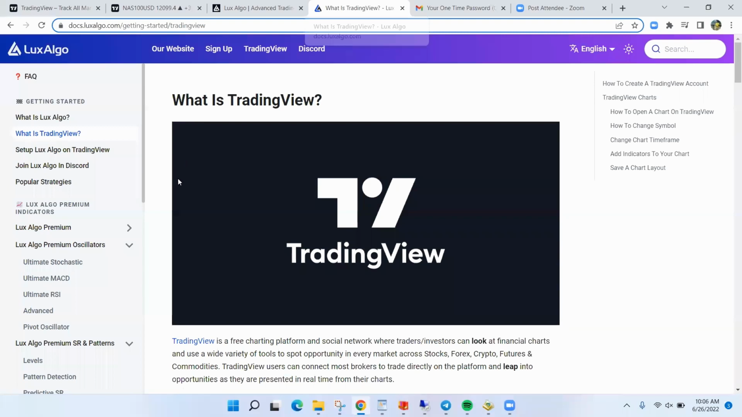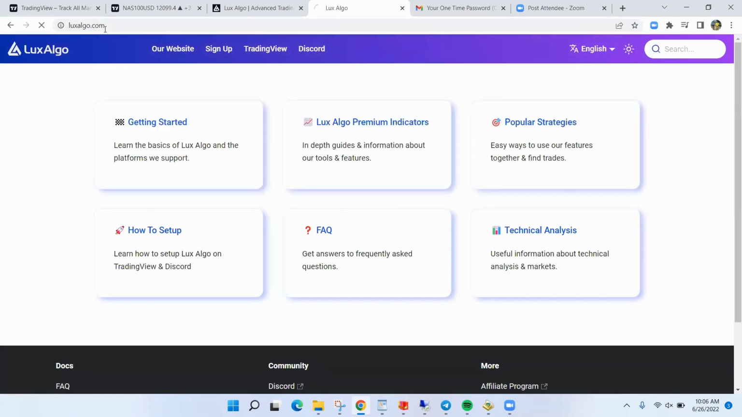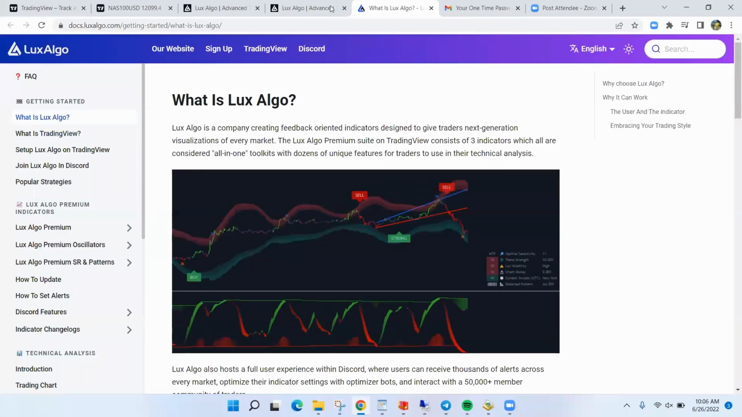So one thing you want to do is go to docs.luxalgo.com. You can find it if you go to the main luxalgo.com; you'll probably see a page like this. So let me go to the home page. And you'll see this right here. What you want to do is just hit resources and guides, and that'll lead you to this page.